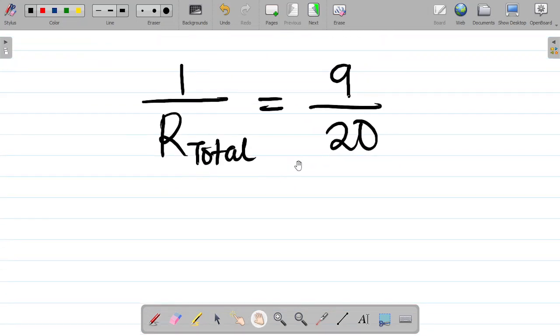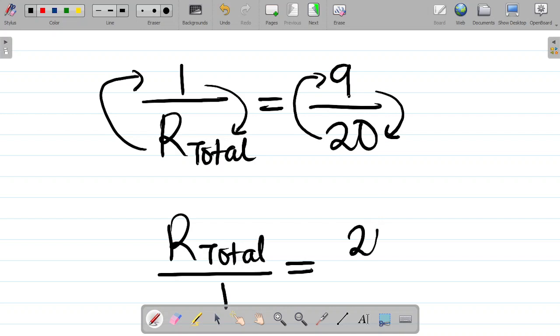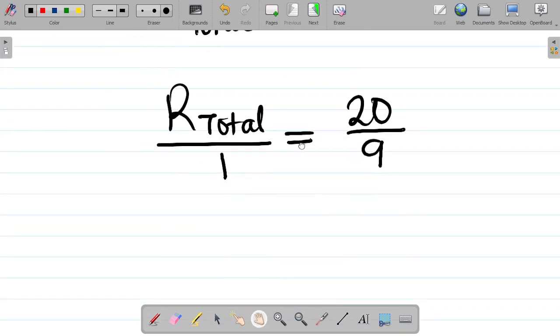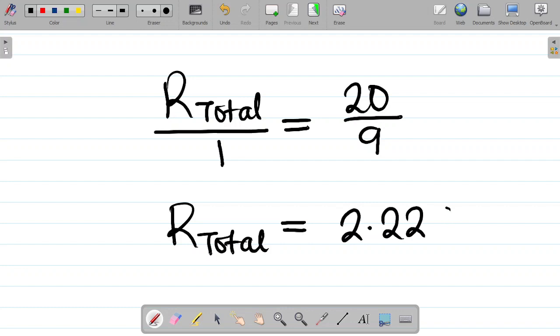To get the value of R total, all I have to do is take this one up and bring this down. So I have R total over 1 equal to 20 over 9. Of course, R total over 1 gives you R total. So I'll simply get my calculator and punch 20 divided by 9. And if I do that, what's my answer? 20 divided by 9 gives you about 2.22 approximately, in ohms. So this becomes the answer to this question.